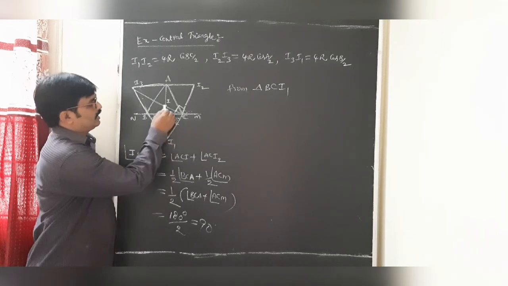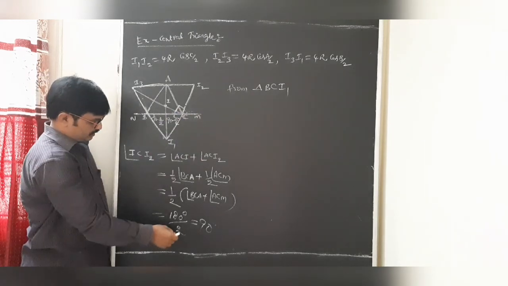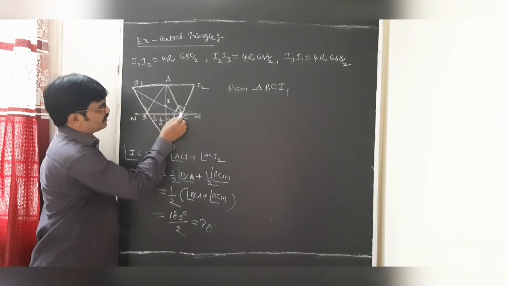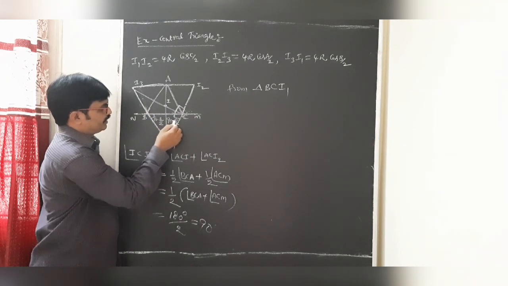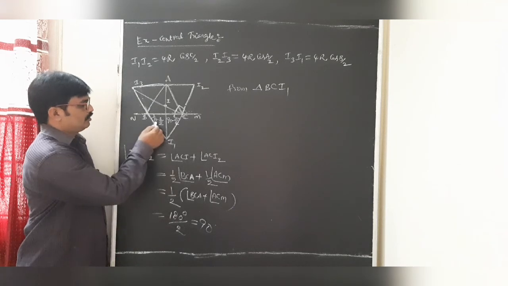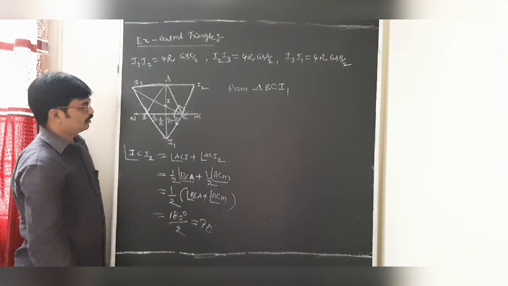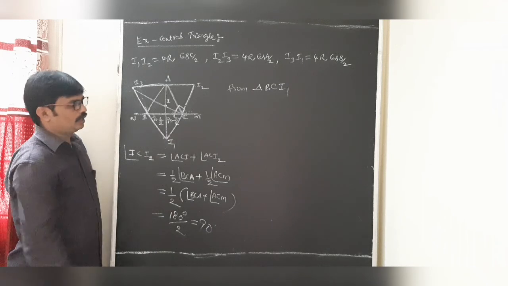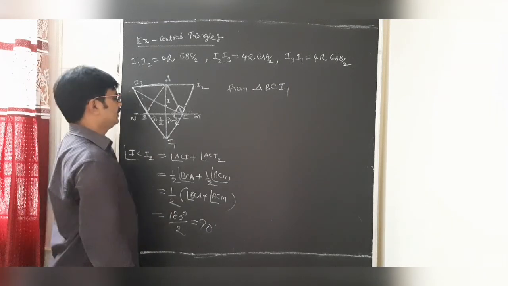Here first we find the angle ICI2, that is 90. When it is 90, here CI is the bisector. This is C by 2, this is C by 2, and this is completely 90. We can write it as 90 minus C by 2. Similarly, this is 90 minus B by 2. So how to write the angle BCI?